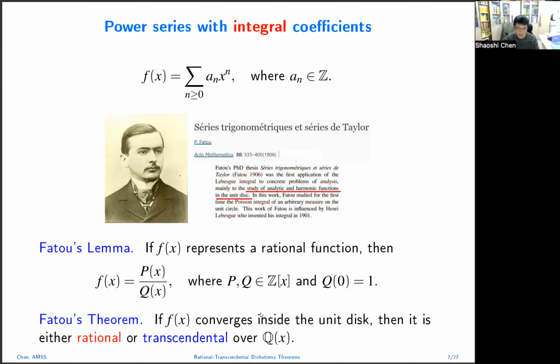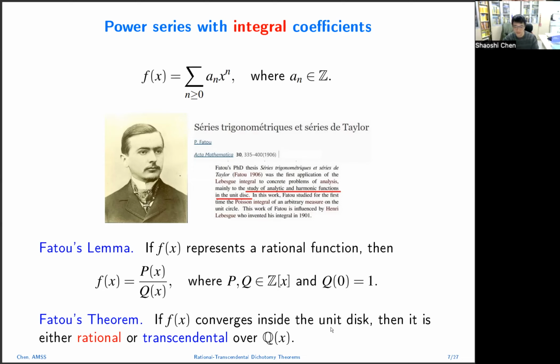Another result is a dichotomy theorem, which Fatou showed for a power series with integer coefficients. If there are infinitely many nonzero integer coefficients, then when you take x equal to 1, the series does not converge. So the radius of convergence is at most 1.